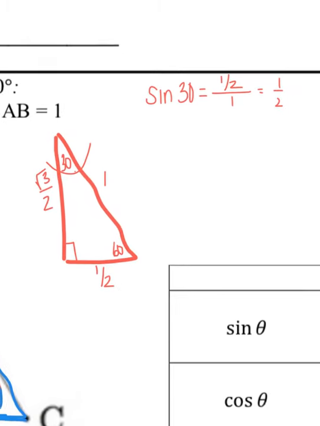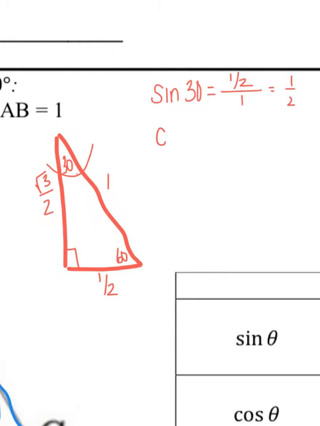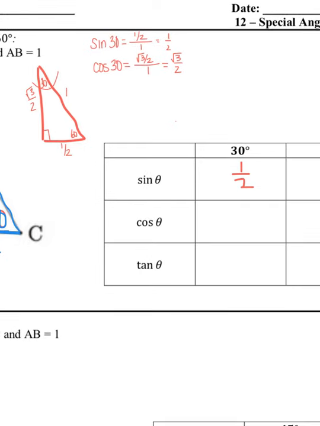Let's do the same thing now for cosine. So cosine of 30, cosine is adjacent over hypotenuse. Adjacent to 30 degrees, or next to 30 degrees, is the square root of 3 over 2. Divided by the hypotenuse is 1. Anything divided by 1 is itself. So the cosine of 30 degrees is the square root of 3 over 2.